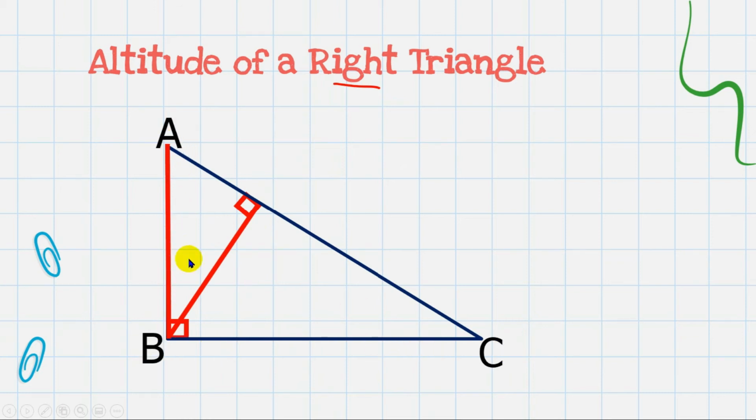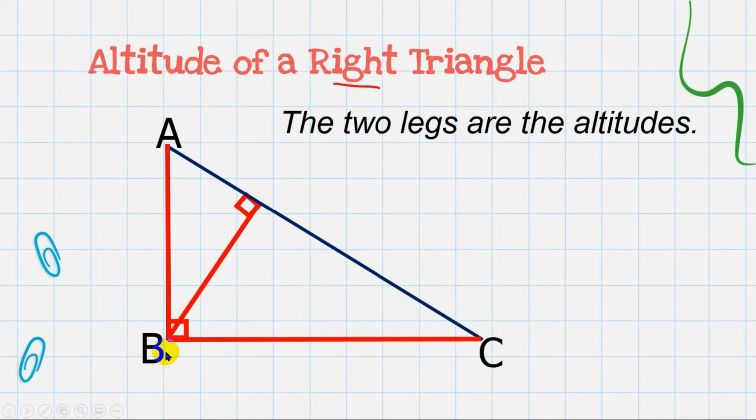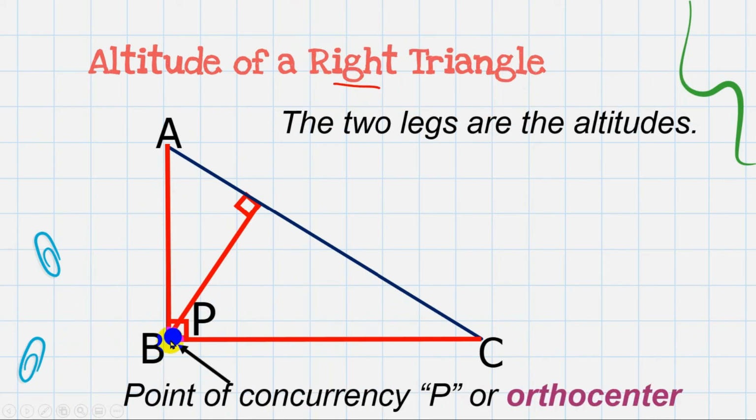Why? Kasi like this one, the leg AB or the side AB is perpendicular. So, from point A also up to the opposite side, perpendicular na siya. So, yung legs na yan and also this one, from point C up to this side, side AB, perpendicular din kasi 90 degrees nga. At saan ngayon nag-meet yung tatlong altitudes of this right triangle? Nandun siya mismo sa point B. At yung point B na yan, which is also named as point T, yan po yung orthocenter.